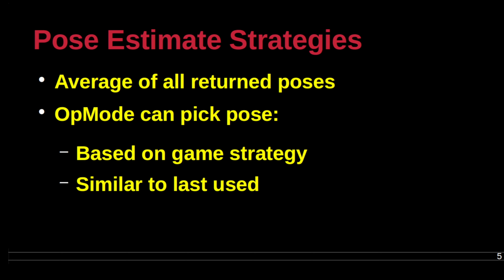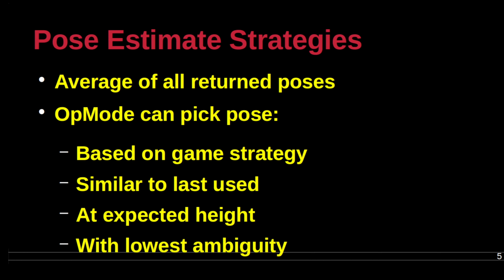The Opmode should have a strategy to select a pose when more than one estimate is returned by the detector. Examples of selection picks are game strategy, same as the last iteration, or height, meaning Z translation or elevation of the tag, within set tolerances.